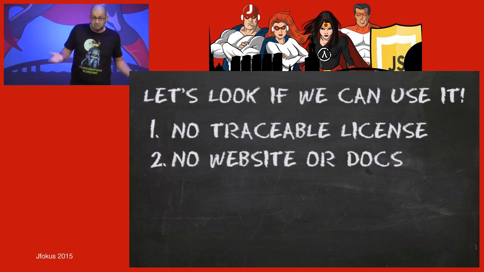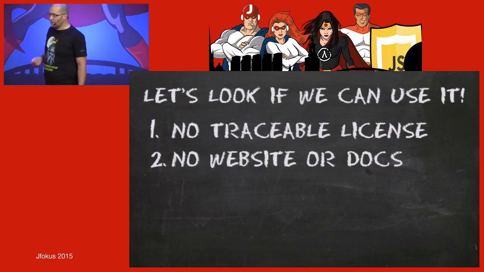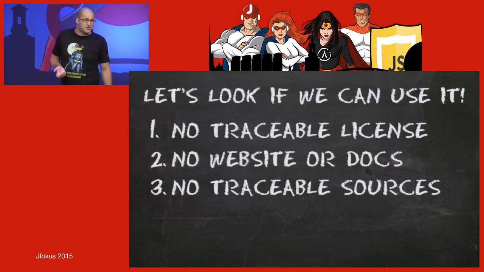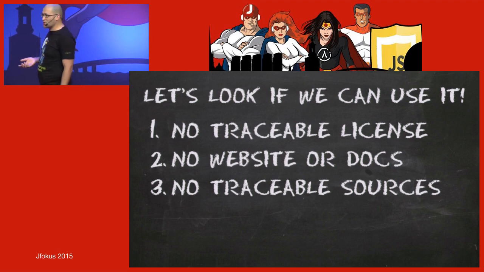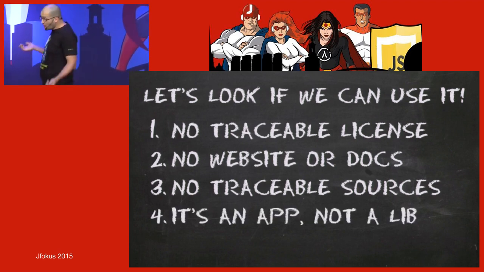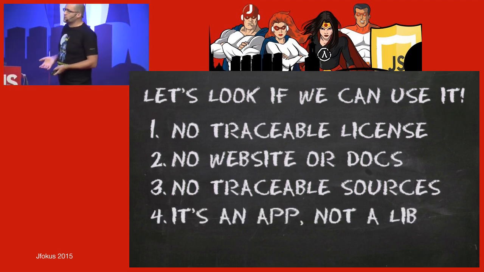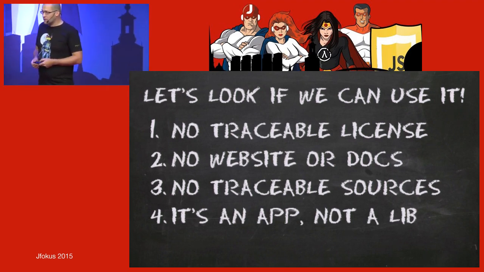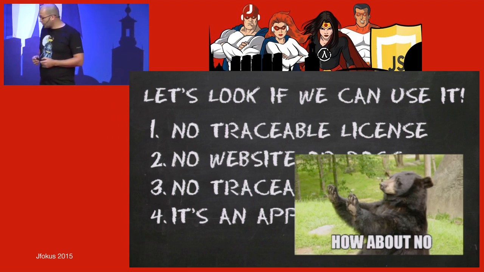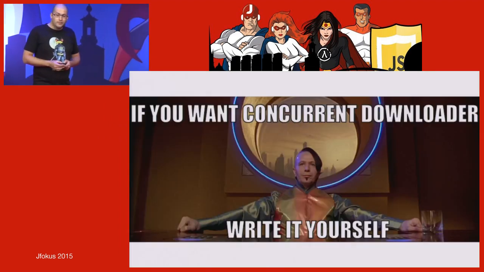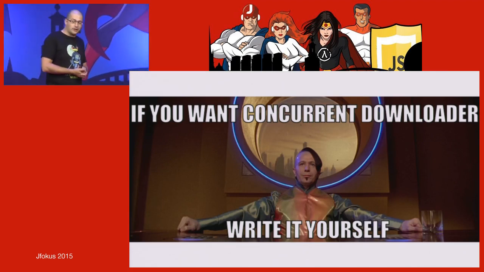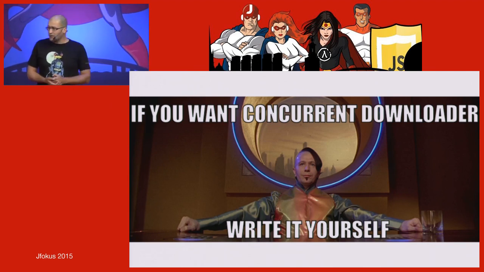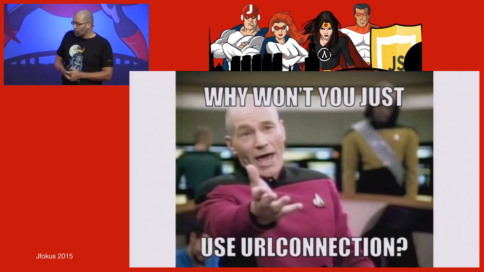Other problem, we didn't find any documentation whatsoever. And slight problem, we didn't find sources. So it was kind of challenging to embed it. Taking it as it is wasn't an option because it's an app and not a lib. We could use the sources, but we didn't find sources. So, no, we didn't take it, which basically means if we want a concurrent downloader, we need to write it ourselves. So this is what we did, and let's see what we have in mind.